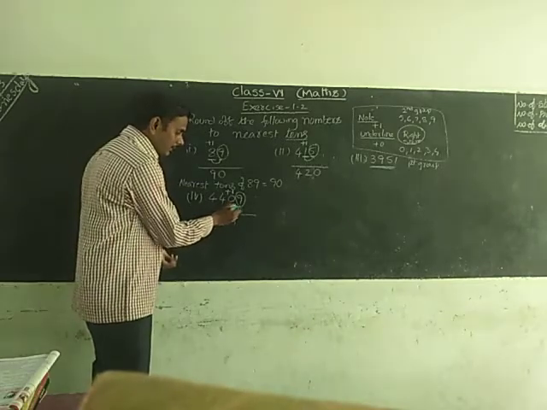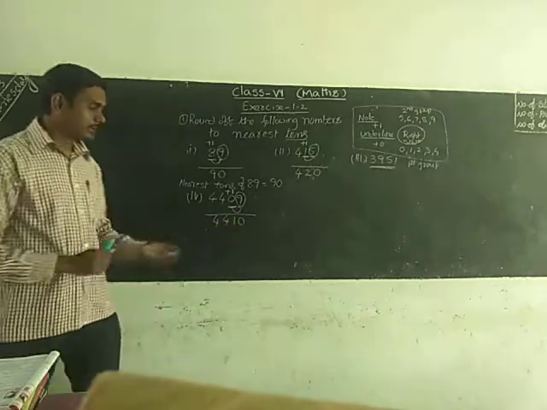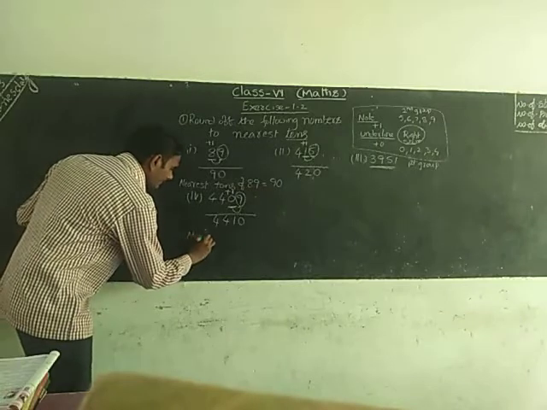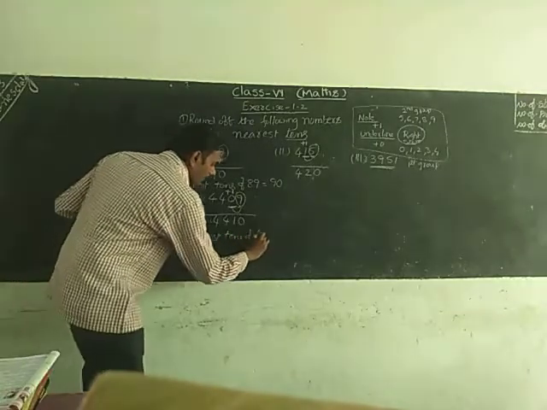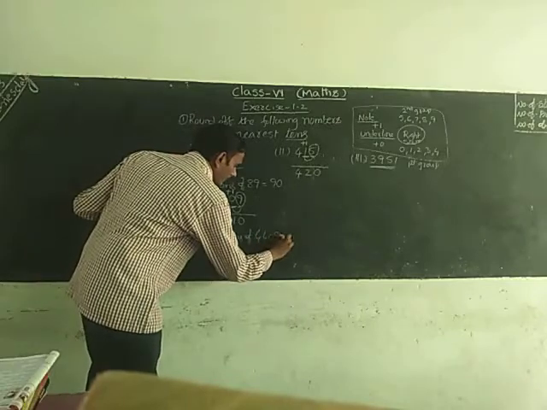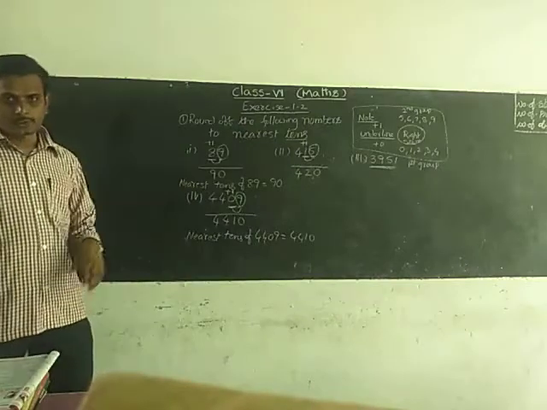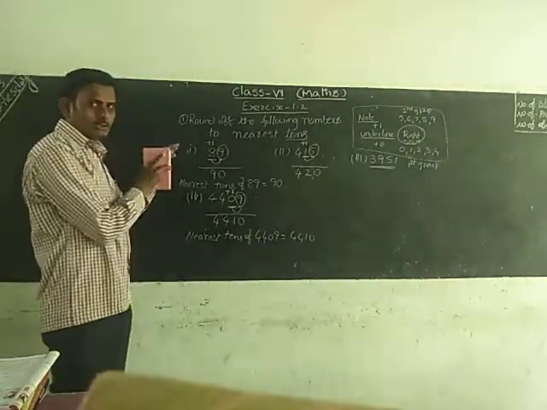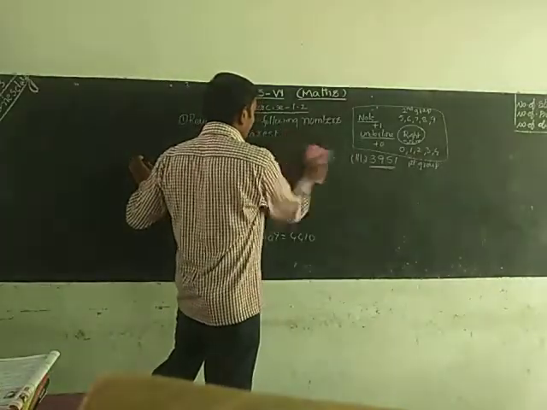And after the underline, how many digits are there? 1 digit. So 1 zero is left. This is the nearest tens of 4409, equal to 4410. That is the nearest tens finding process. Next is the second one, nearest hundreds. I think all of you understood that.